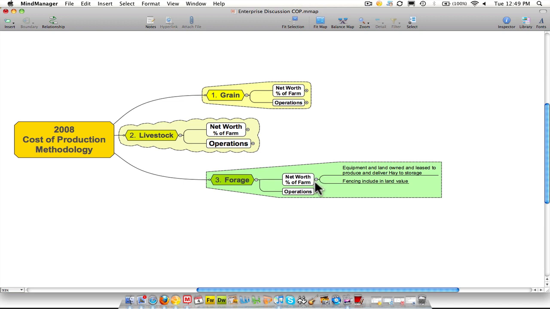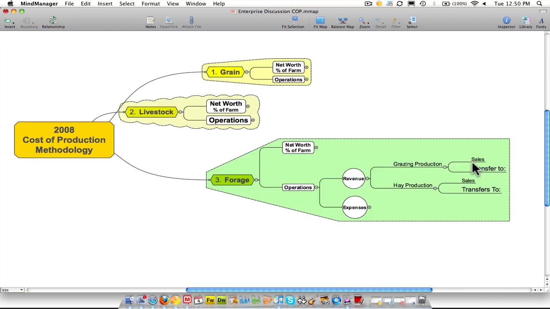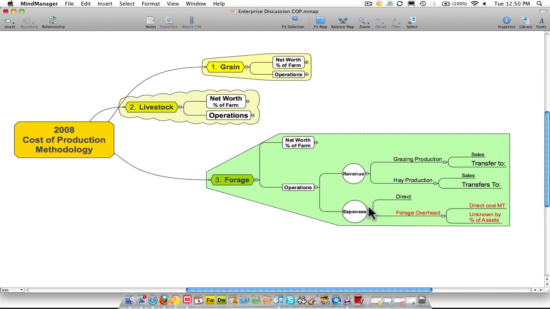The forage enterprise is going to have rent out your pasture, or you can transfer it to your livestock operation. Same thing with the hay production. You can bale all of your acres and sell the hay, or you can transfer it to your livestock operation for its feeding. Expenses are going to be associated with the direct costs of producing hay and providing grazing forage for the livestock, whether it's rented out to somebody else or to your own livestock enterprise.